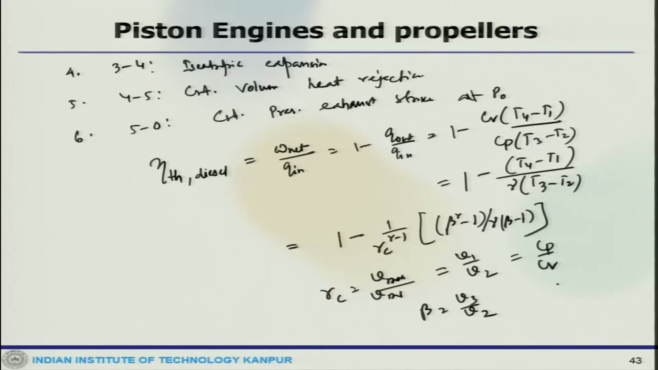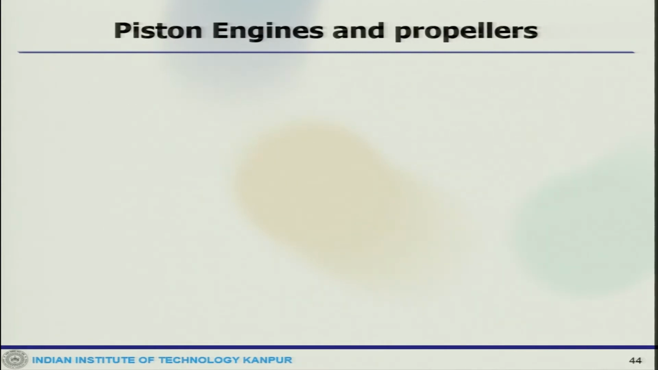Let us continue the discussion on the reciprocating engine, and we are looking at different cycles. Primarily we are going to talk about the Otto cycle and the diesel cycle. We have looked at the Otto cycle and how to calculate thermal efficiency and other parameters, and then we started off the diesel cycle, and this is the diesel cycle thermal efficiency that we have derived.